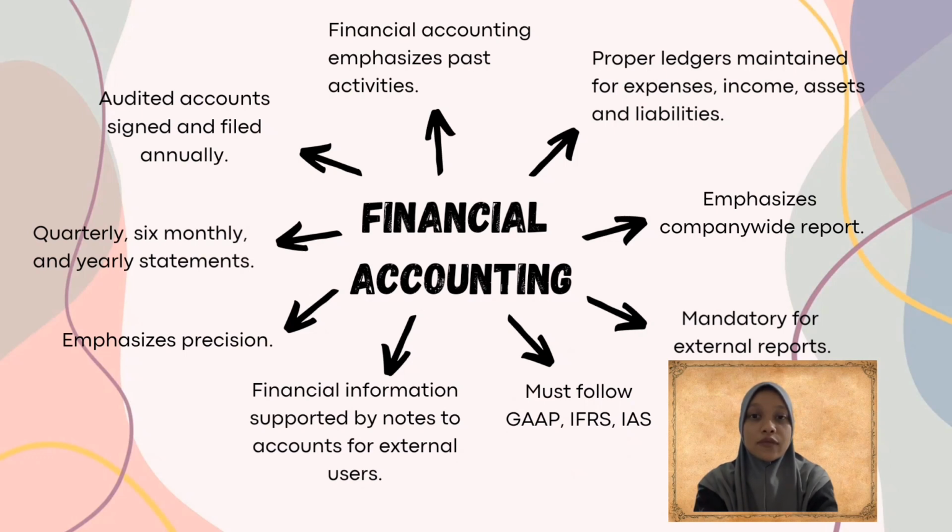Furthermore, regarding the types of information, the financial information is supported by notes to accounts for external users such as suppliers, banks, customers, investors, potential investors, and tax authorities. Moreover, the nature of information is that the financial statements used in accounting are a concise summary of financial transactions over an accounting period, summarizing a company's operations, financial position, and cash flows.